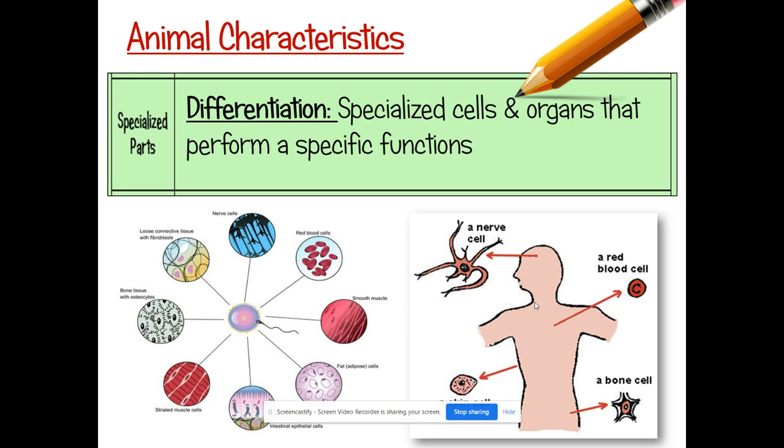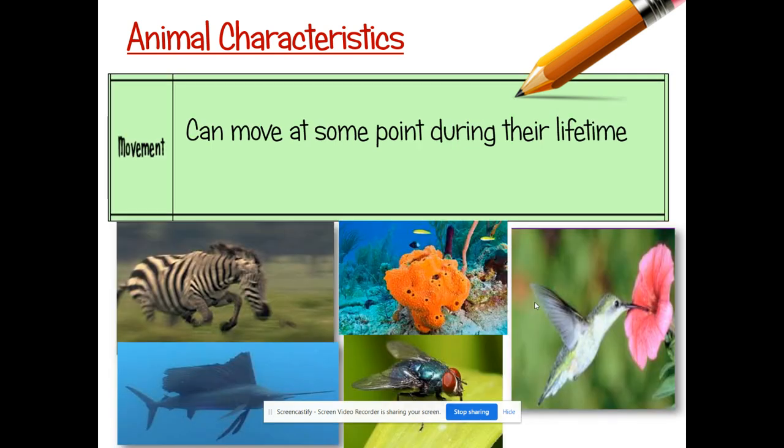But anyways, a sponge has lots of specialized cells. They don't have organs or organ systems like we do, but they do have different cells that do different jobs. And that's because they're an animal and they need to perform different functions. All right, movement. All animals can move. Run, fly, swim, whatever that movement is, they can all move.